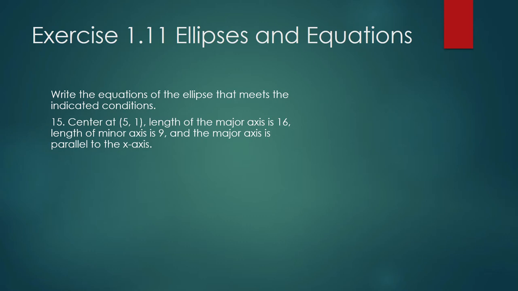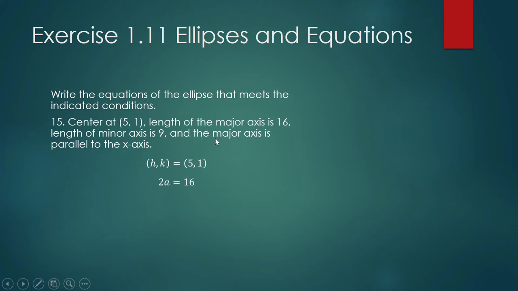Length of the major axis is 16, length of the minor axis is 9, and the major axis is parallel to the x-axis. So we shall now write the equation, but we need to identify the center, the value of a squared and b squared. It's good that we already have the center here. So the center has coordinates 5, 1. And look at that, that is another giveaway.